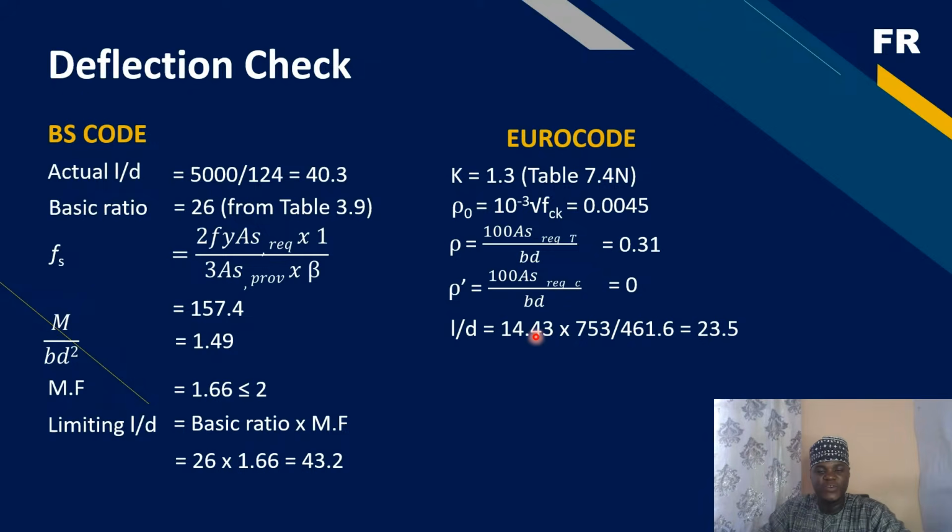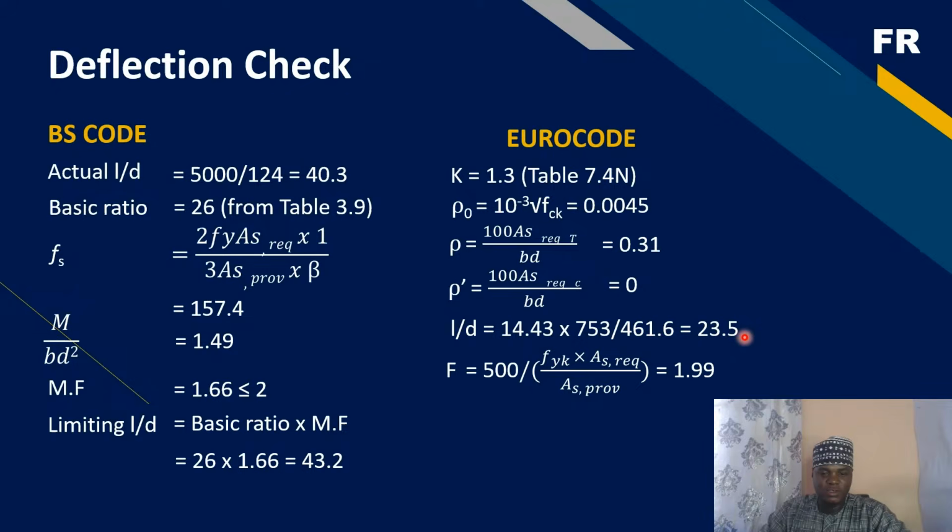But this value must be modified. So you need to modify it by multiplying it by the As provided over As required. This is As provided, T12 at 150. Then As required is 461.6. So at the end of the day, you have 23.6.